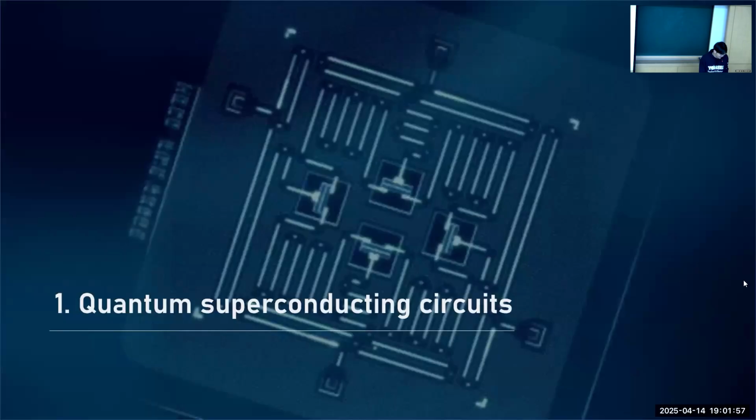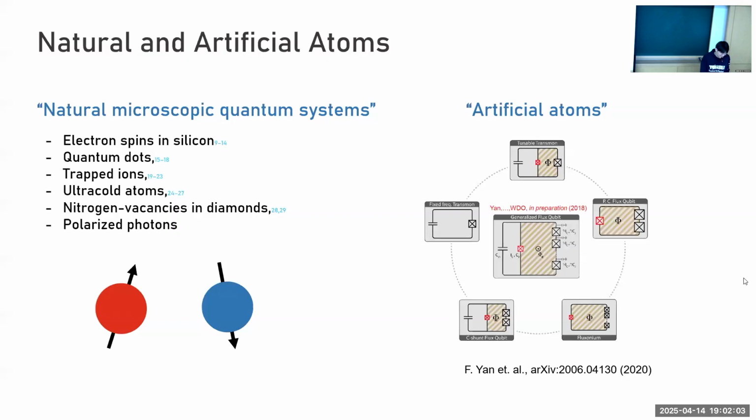So this is the outline. First, quantum superconducting circuits. Basically, superconducting is the only artificial atom platform among the various quantum platforms. Electron spins in silicon quantum dots, trapped ions, ultracold atoms, nitrogen vacancy centers in diamond, and polarized photons are all natural microscopic quantum systems.